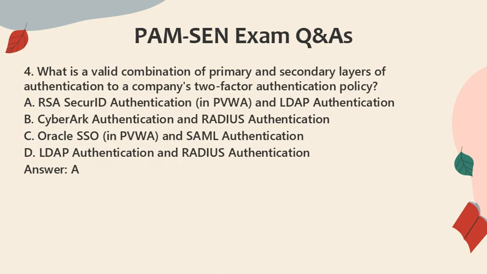4. What is a valid combination of primary and secondary layers of authentication to a company's two-factor authentication policy? A. RSA SecurID Authentication in PVWA and LDAP Authentication. B. CyberArk Authentication and RADIUS Authentication. C. Oracle SSO in PVWA and SAML Authentication. D. LDAP Authentication and RADIUS Authentication. Answer: A.